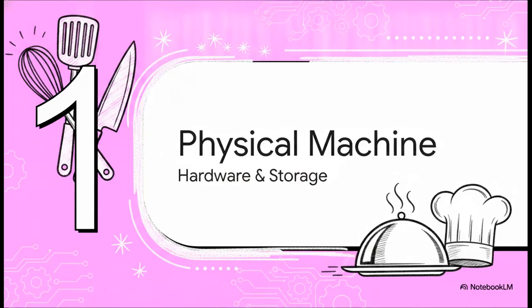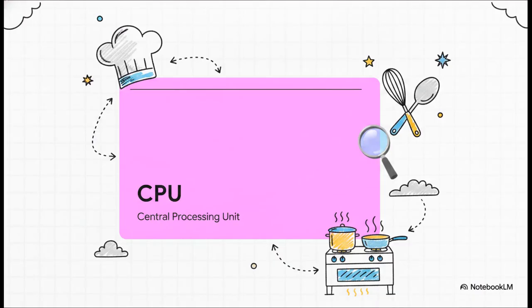Okay, let's dive into Layer 1, the physical machine. This is the hardware and storage you can actually put your hands on. To really wrap our heads around computer hardware, I want you to picture a bustling, high-end restaurant kitchen. Everything inside your computer's physical body plays a very specific role in getting a meal prepped and out to the dining room.